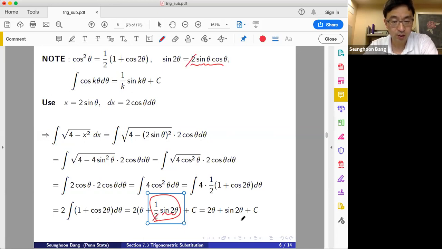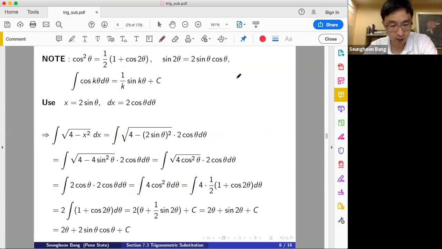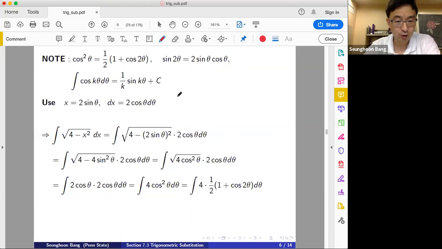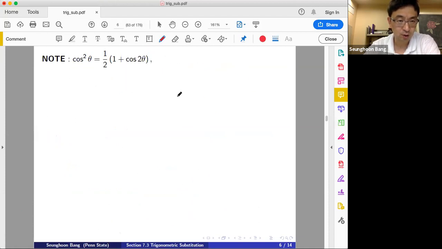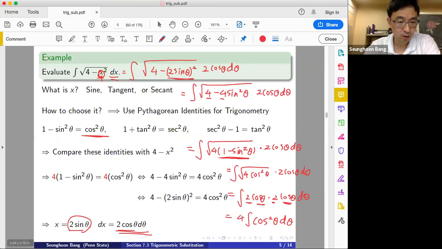Distribute 2 first. Sorry about that. So we have it. Next, you can change sine 2 theta to 2 sine theta cosine theta. The next step, how can you change sine theta and cosine theta back to the x variable? We can use the relation here: x equals 2 sine theta.